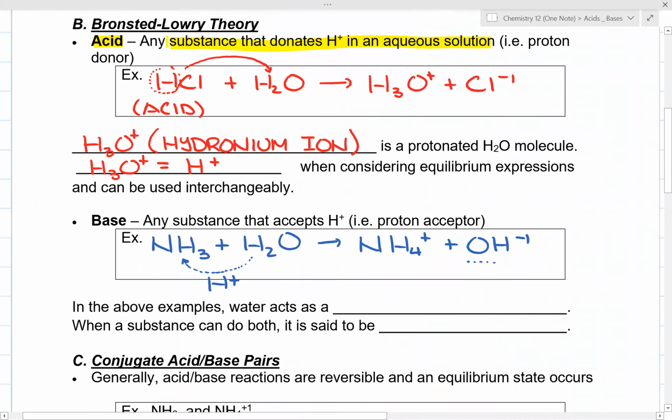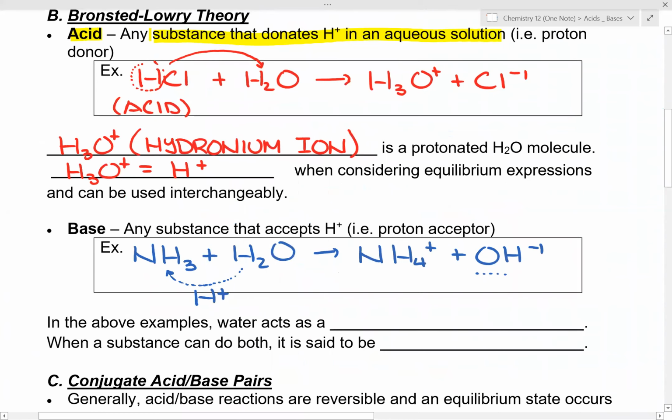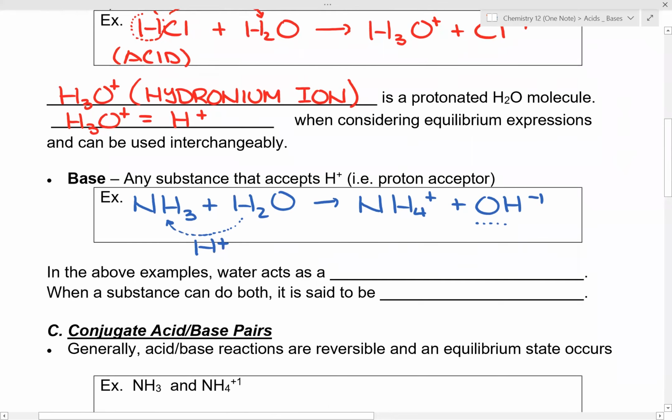Now, in these two examples, notice water is accepting a proton from hydrochloric acid and it's donating a proton for NH3. So in this case, water acts as a base and an acid. When a substance can do both, it is said to be amphiprotic.